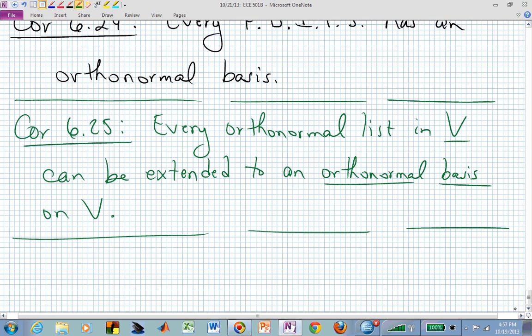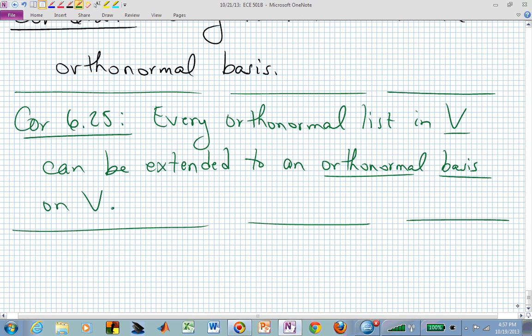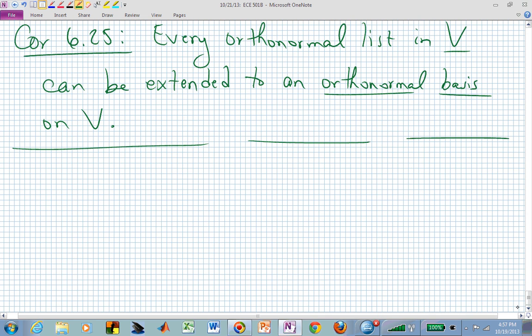And that just means we need to grow our beginning orthonormal list by augmenting it with some linearly independent vectors, and then with the Gram-Schmidt orthogonalization process, orthonormalize that set of linearly independent vectors.